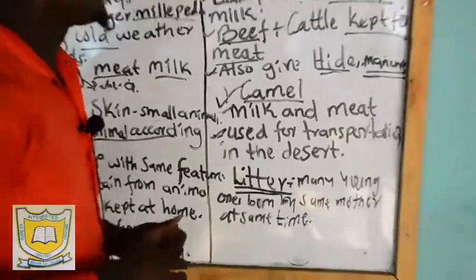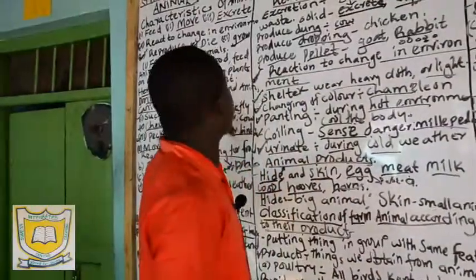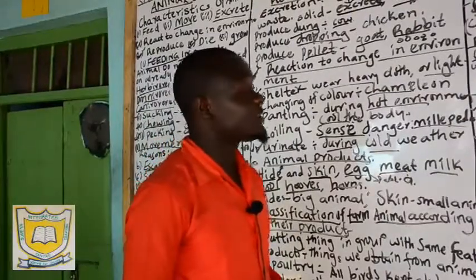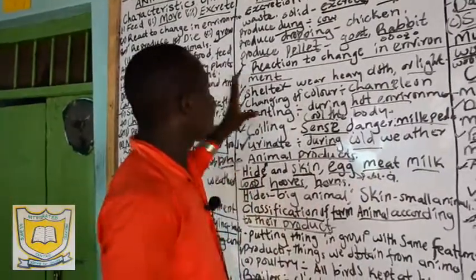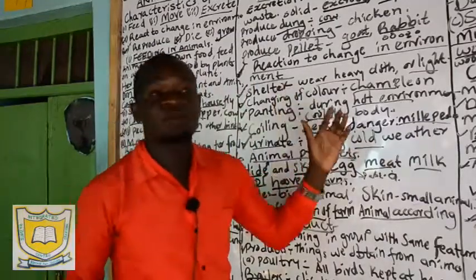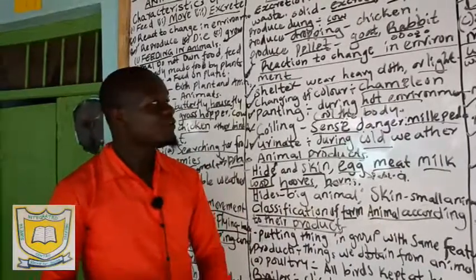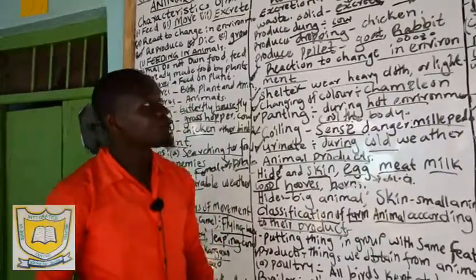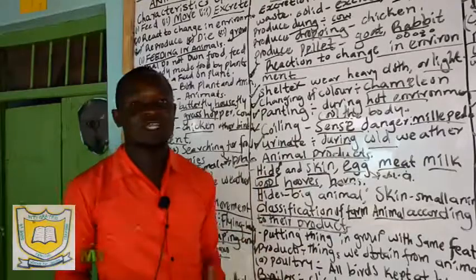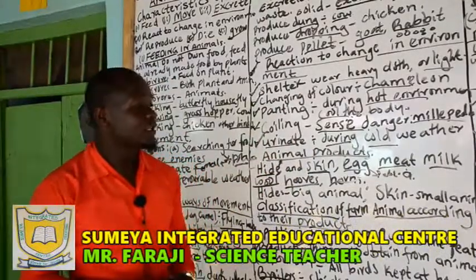This is just part of the introduction of our topic, which we are going to cover during the next times. We have to understand the types of animals. We have to understand the products that we get from different animals. We have to understand the classification of these animals considering their products. And moving forward, we are going to discuss the classification of animals generally, without considering their products.